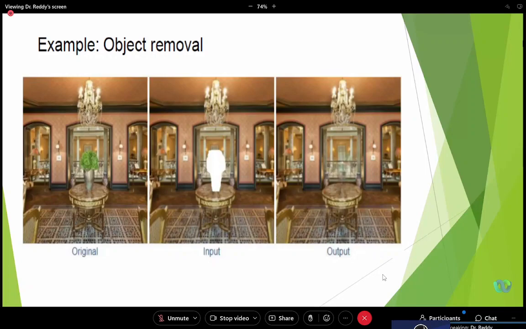Can I go next? Yes, sir. Now other applications, like object removal. There is an original image. Just as I'm training my model, assume that there is an original image and an input image. In the input image, a particular object is erased. Now my job is to reconstruct the image such that the second image looks as if the object is missing, as if the object was not actually there.